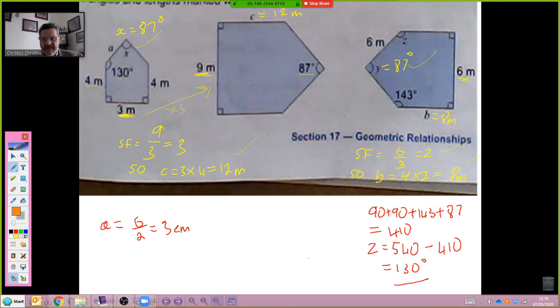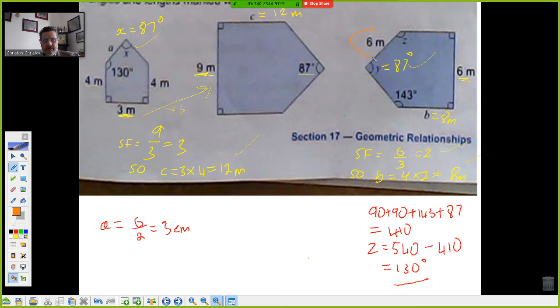I've got to work out missing sides. Well, the only thing I've got to work with is that 6 and this mystery A. Well, I can see that the 3 and 6, the corresponding sides or the matching sides, are in a scale factor of 2. So if I take my 6 and divide by 2, I get A is 3.